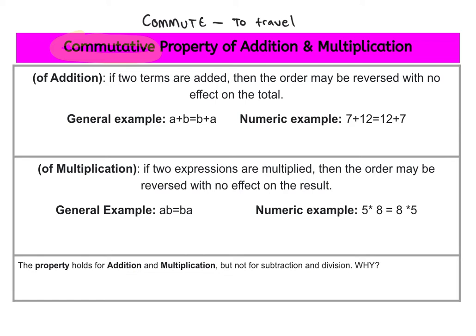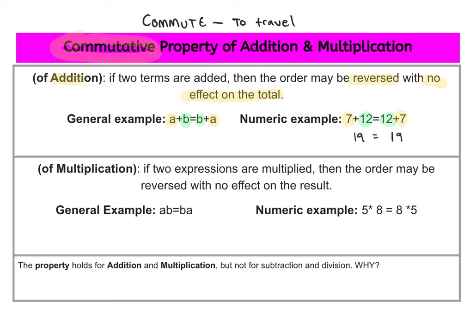In addition, the commutative property tells us that if two terms are added, then the order may be reversed with no effect on the total. A general example using variables: any number A plus any number B is going to equal the same amount as that same number B plus that same number A. As a numeric example, 7 plus 12 equals 19, just as 12 plus 7 also equals 19.